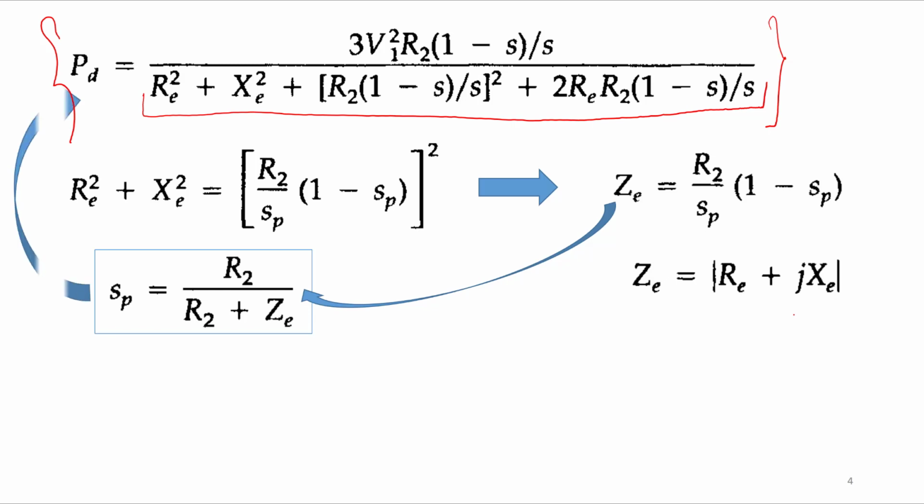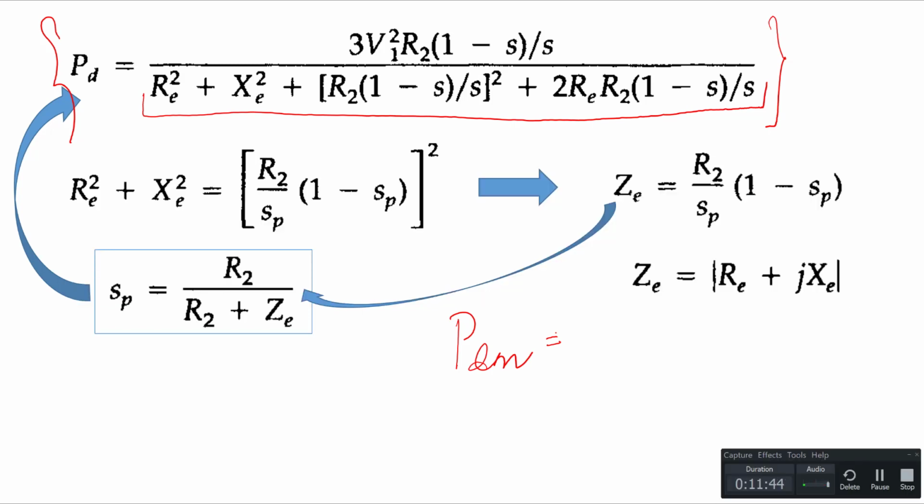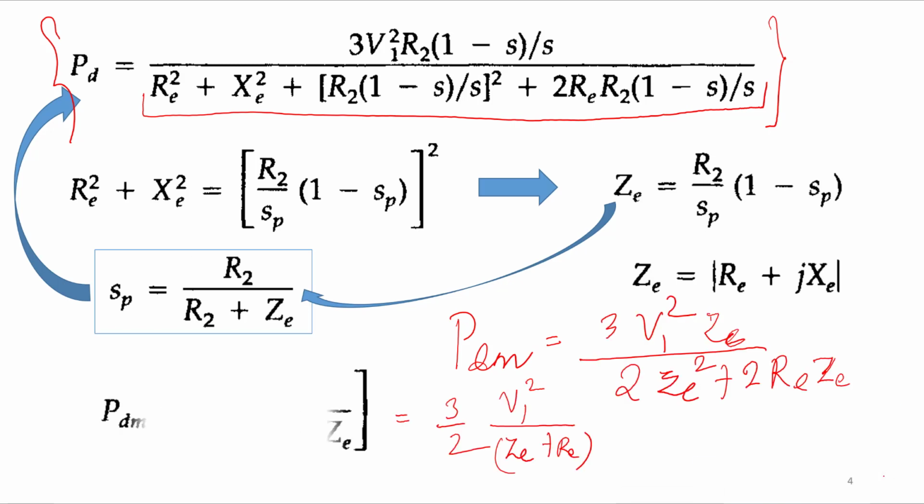Now if we substitute this slip in the expression of power, then we'll get the maximum power developed, PDM. The expression for maximum power developed. So can you find it? Substituting Sp in the PD expression, can you find PDM? Okay, if so, then let us see it. Correct.